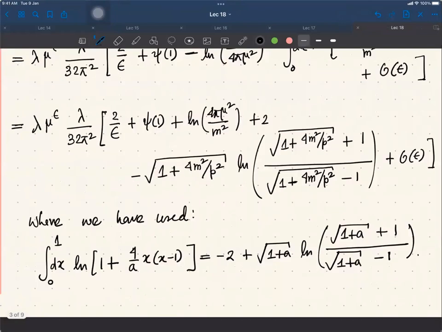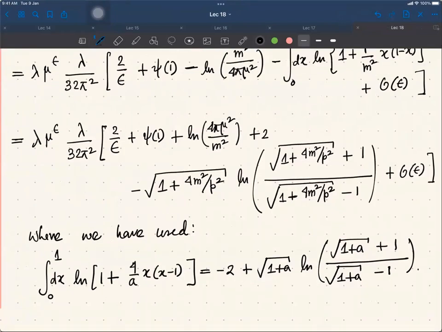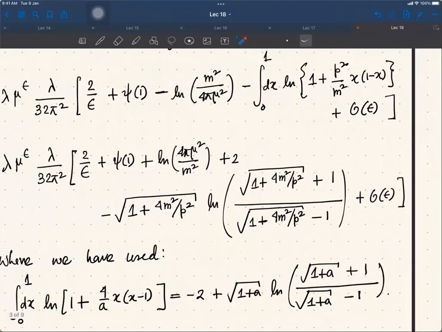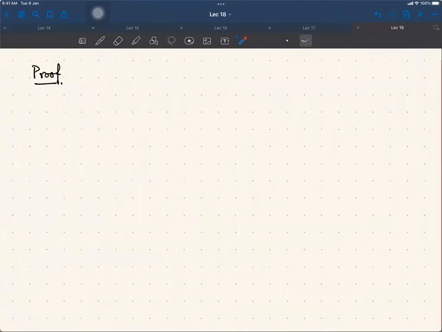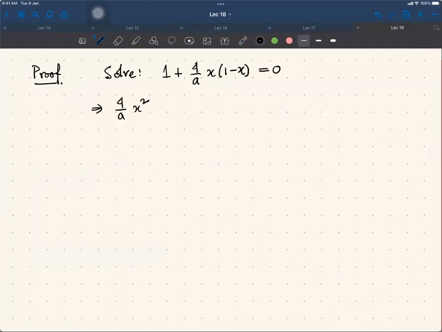The method of proving that I'm going to follow is that you first factorize this quantity in the argument of the logarithm. Let us first factorize that. To factorize it, you set it to 0 and find the solution. So solve 1 plus 4 over a x into 1 minus x equal to 0. So that is 4 by a x square.